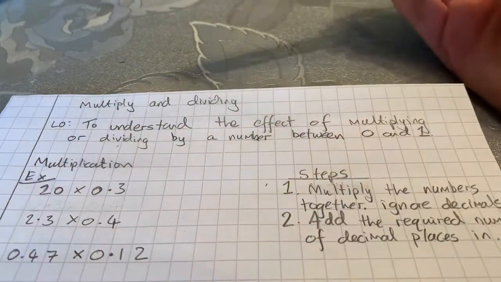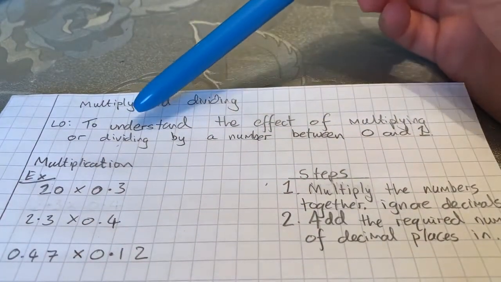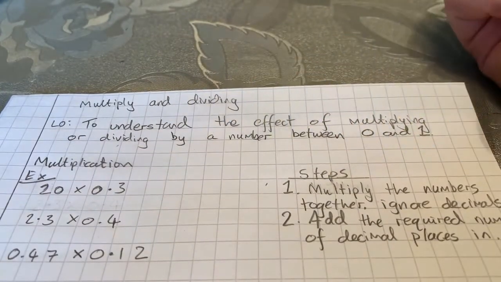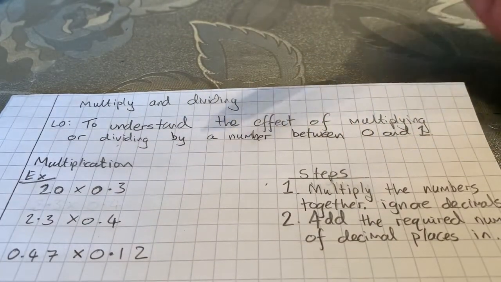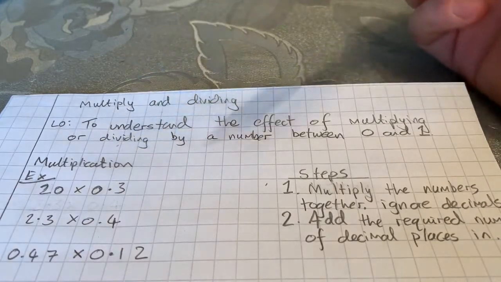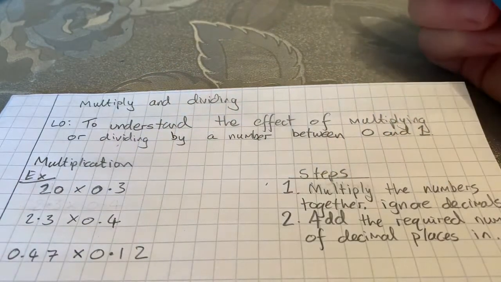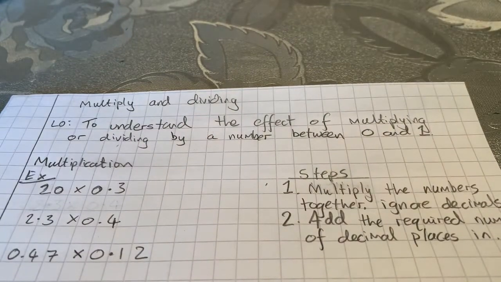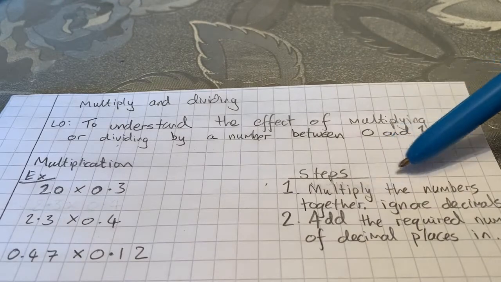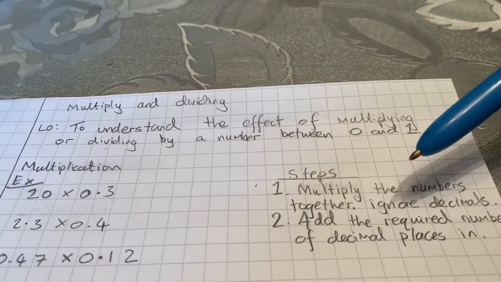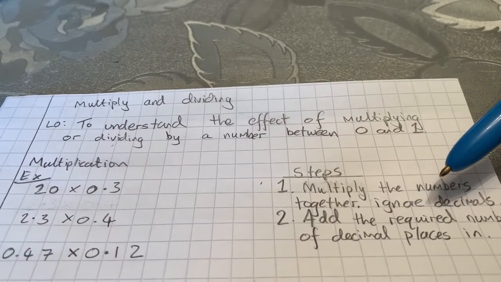This video is explaining the effect of multiplying or dividing a number between 0 and 1. I'll go through multiplication first and then division. I've got some steps written out here. First step is we multiply the numbers together and ignore the actual decimals in there. And then the second step is you add in the required number of decimal places.